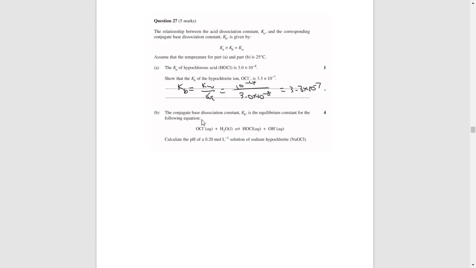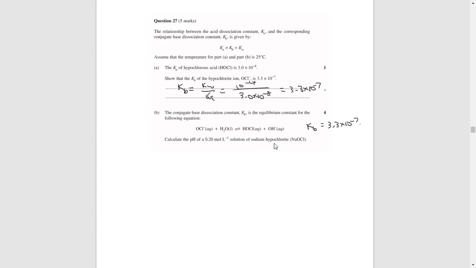Now, the conjugate-base dissociation constant Kb is the equilibrium constant for the following equation. So they've written out the equation for you, which is very nice of them. And we already know this Kb equals 3.3 times 10 to the negative 7. You now want to calculate the pH of a 0.2 mole per liter solution of sodium hypochlorite.